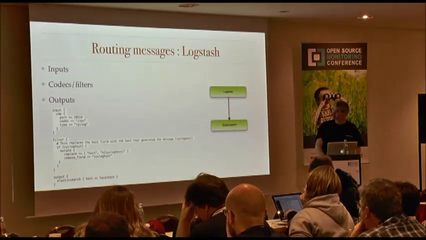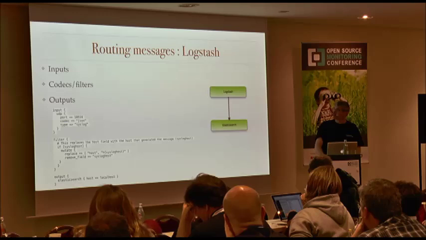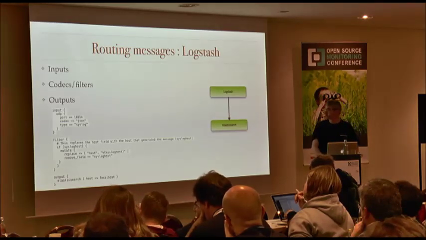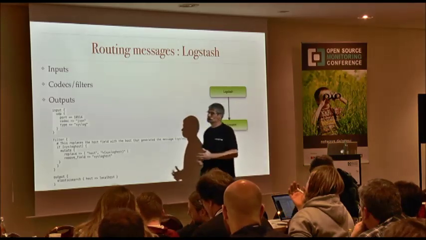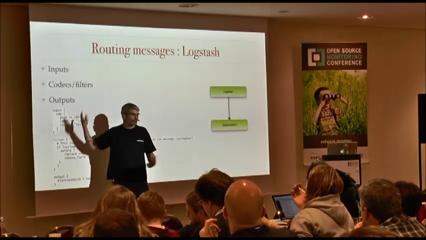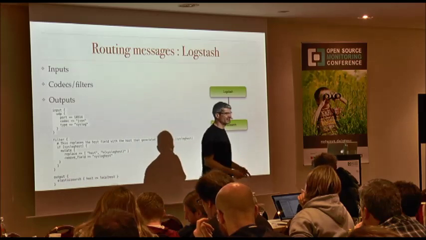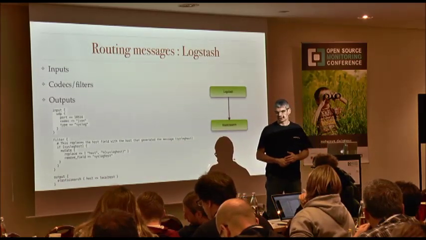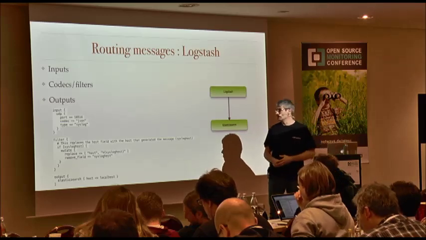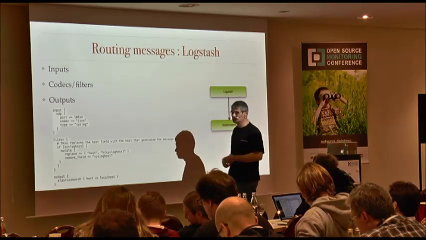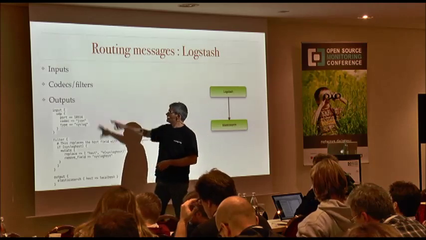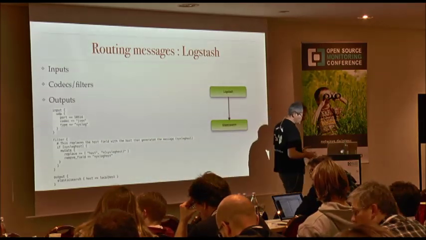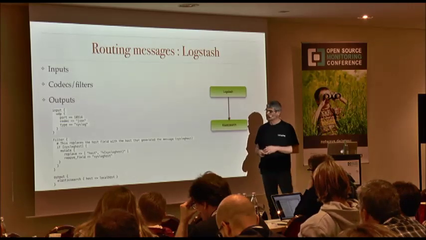Logstash. Logstash is my favorite message router because it's easy to understand. It's based on inputs. Every input you want, it can be a Twitter flow, it can be a file, it can be whatever you want. You have codec filters to work on this data, and you have output filters.